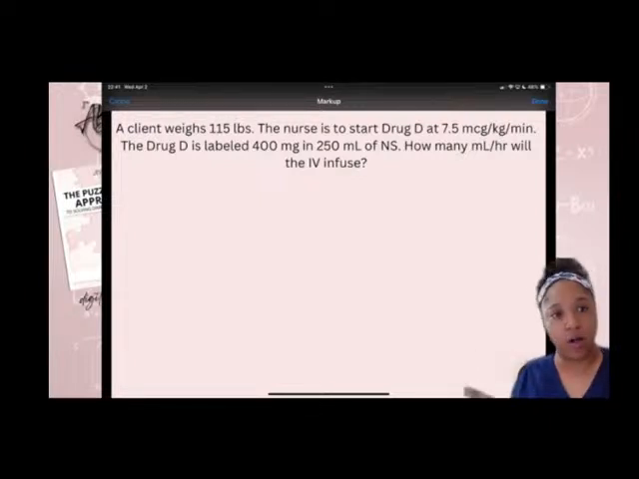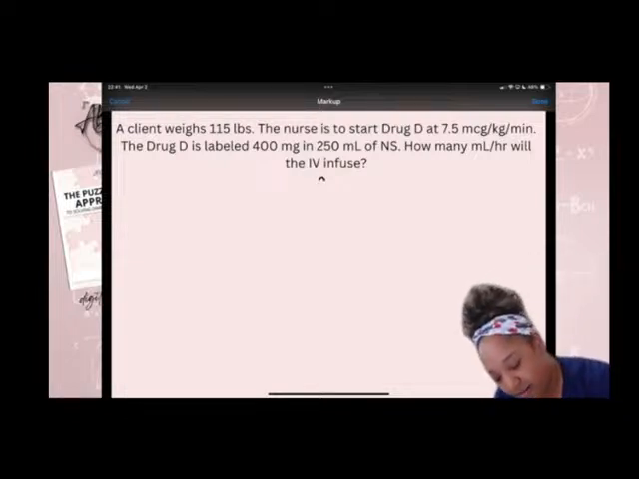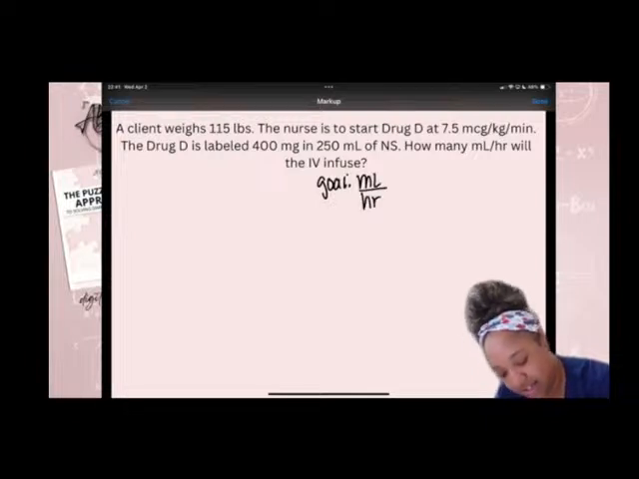All right, what's the goal, y'all? What is the goal? What are we looking for? All right, our goal is milliliter per hour. Okay.